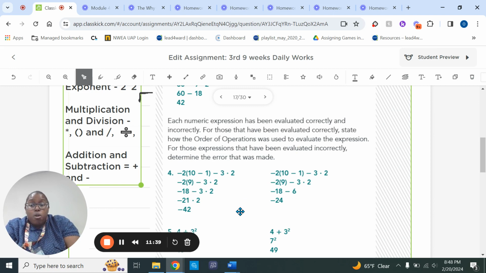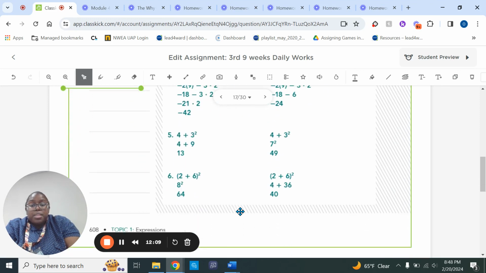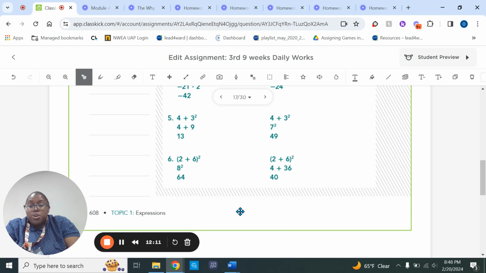And instead of resolving the one that is wrong, you just need to tell me what they didn't do correctly. So what step did they misplace? Did they add before they multiply? Did they skip the exponent? Did they not solve the parentheses? Did they add something that wasn't supposed to be added together? Things of that nature. What did they do wrong? Just tell me that one thing and you're done. But you also have to identify which one was done correctly, because one of them is correct. And that is the same for the other two also.